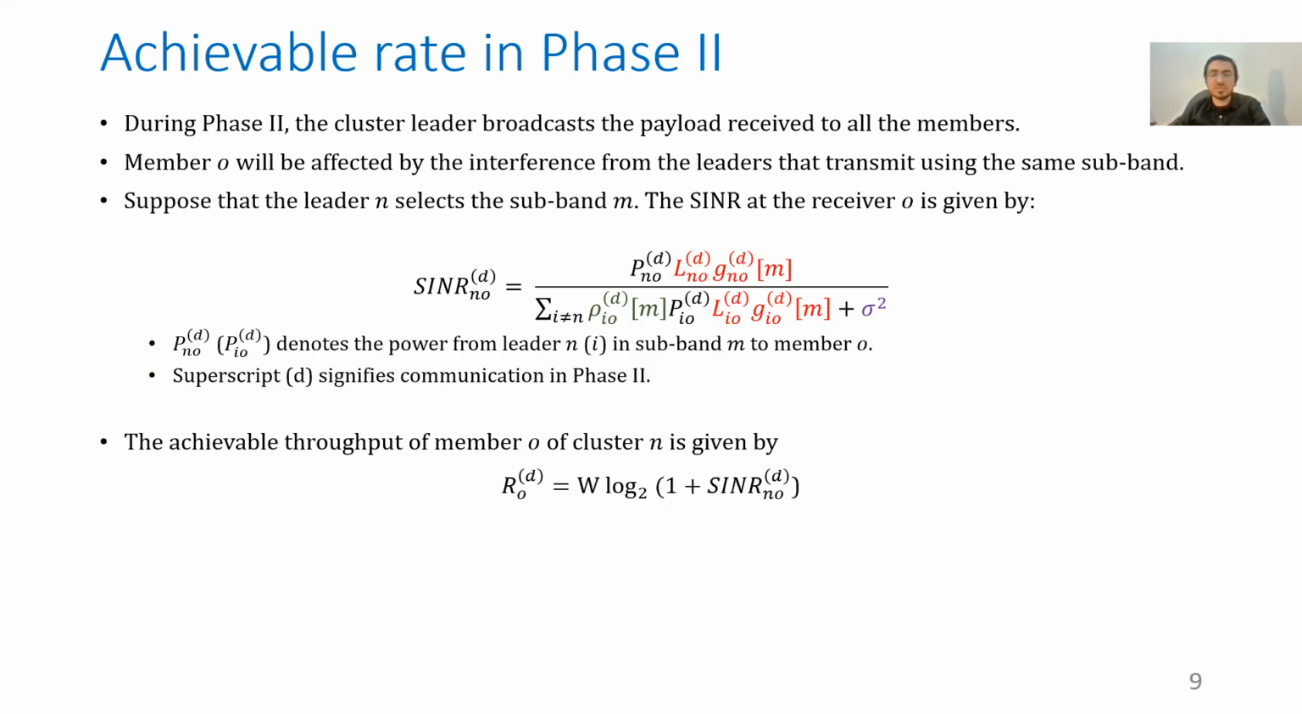Moving on to phase two, similarly, we calculate the SINR, and in this case, the interference is from other leaders transmitting to their members in the same subband. And similarly, over here, we use the Shannon capacity formula to calculate the rate.